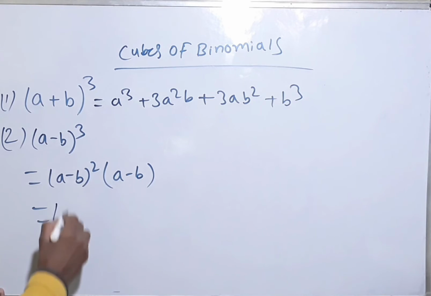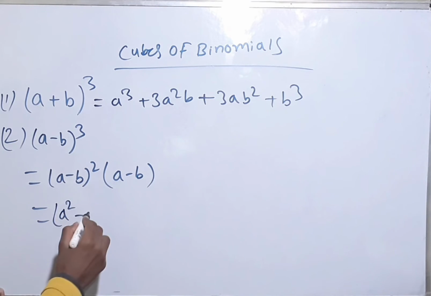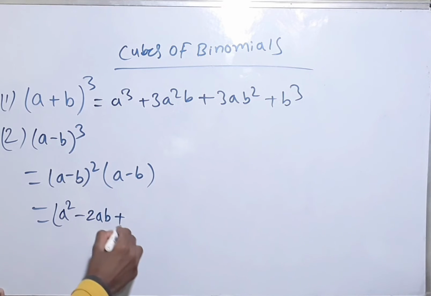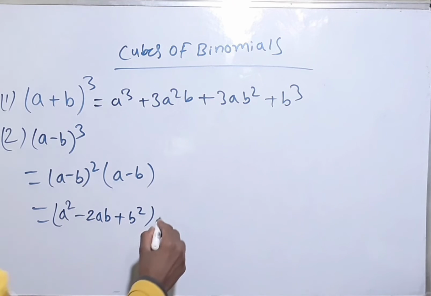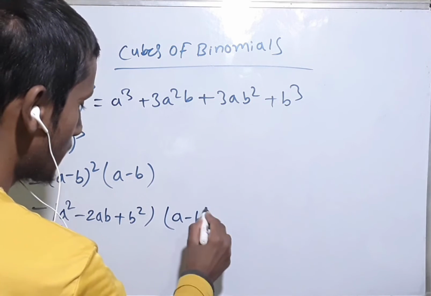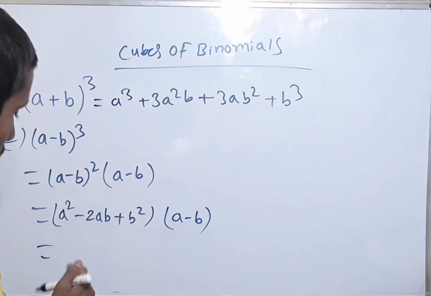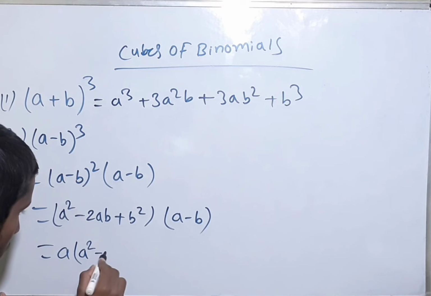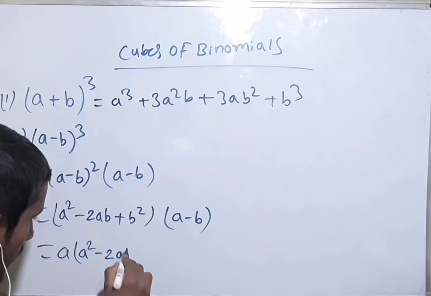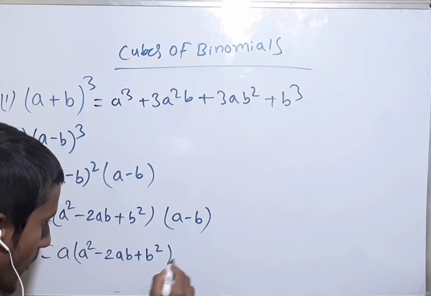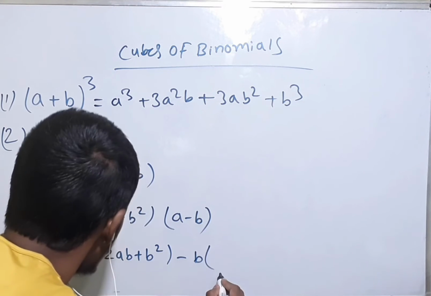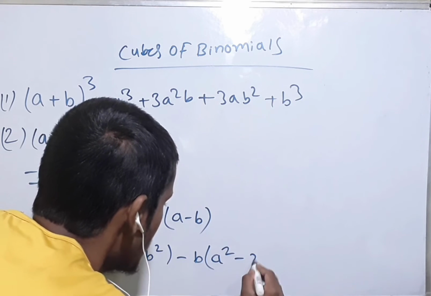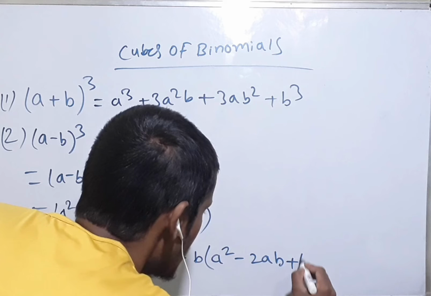So this will be, using the formula of this, a squared minus 2ab plus b squared times a minus b. Now we're going to distribute this into this, in other words find the product. So a times a squared minus 2ab plus b squared, minus b times a squared minus 2ab plus b squared.